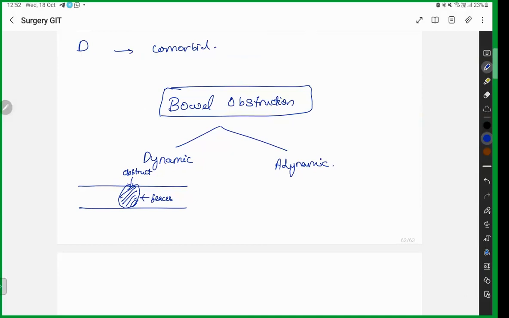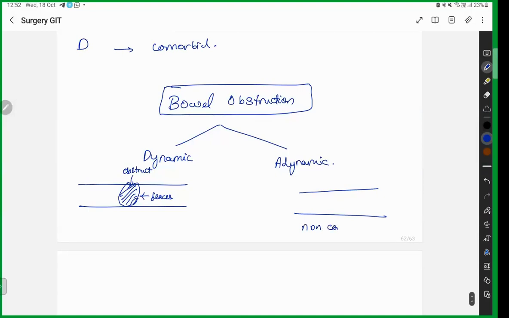What is adynamic obstruction? In adynamic there is no physical obstruction. In spite of that, the feces cannot pass. Why? Because there is going to be a non-contractile bowel wall. Remember, dynamic, adynamic. In dynamic there is going to be an obstruction in your small intestine, which is going to prevent your feces passage. What is adynamic? Adynamic is the presence of a non-contractile bowel wall.